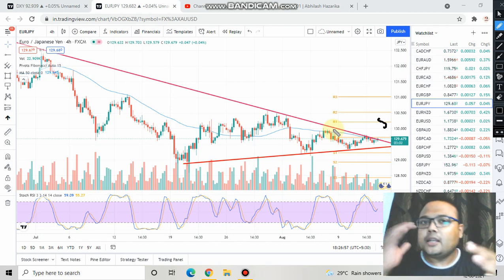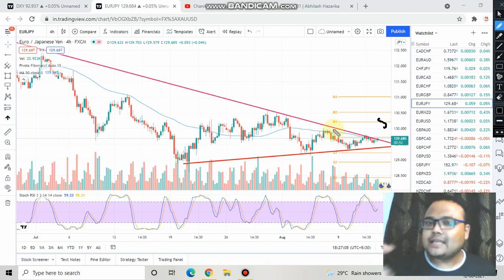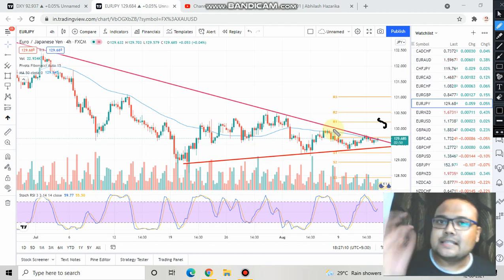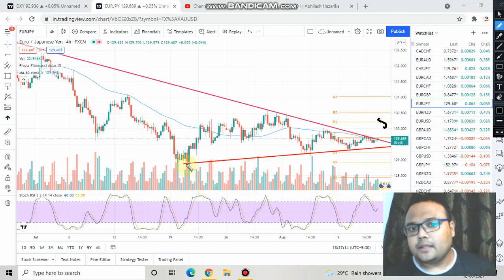But here we need to understand the market also. We need to understand the market psychology as well. Because right now we can clearly see that there is not much movement. Though the market is standing at resistance, still the market is not going down. Then comes the importance of this line.